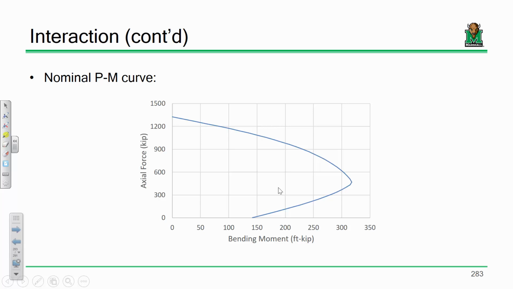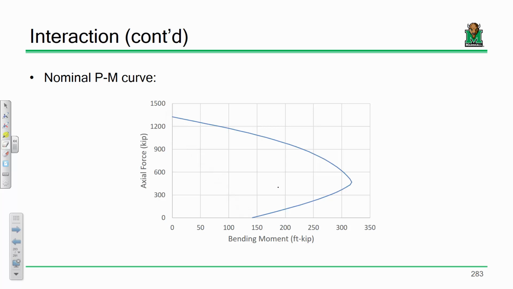Now, do you remember that very, very simple interaction formula I showed you earlier? It was like P over phi Pn plus M over phi Mn has got to be less than or equal to 1. That is just this line right here. But that in no way, shape, or form represents what's really going on. Reinforced concrete elements can withstand bending moments and axial loads far beyond that.